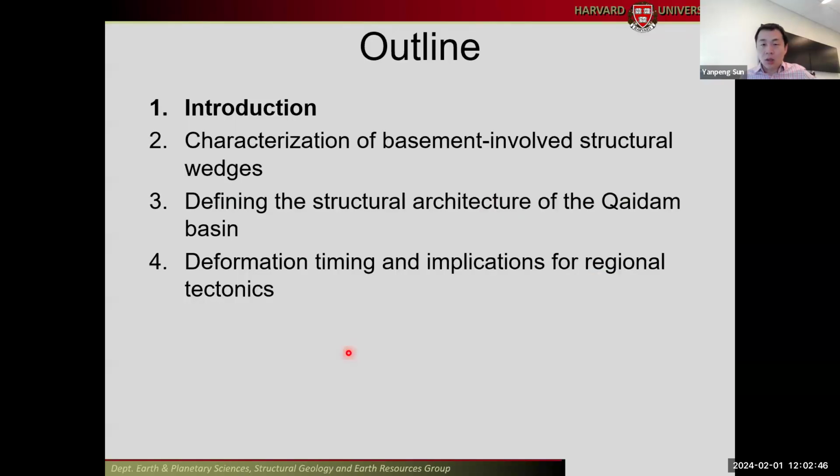This is the outline of my talk. I'll start with the regional geology and an introduction to the Qaidam Basin. Then I'll try to characterize the basement-involved structural wedges deformation style in the basin. Building on that, I will try to define the structural architecture of the basin. With that, I'll expand into a discussion of deformation timing, and then the implications of this study for understanding the regional tectonics.